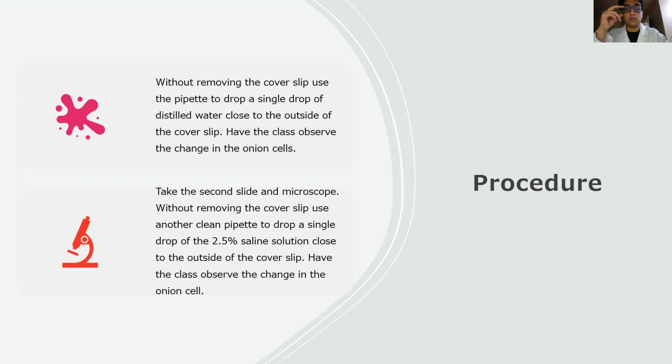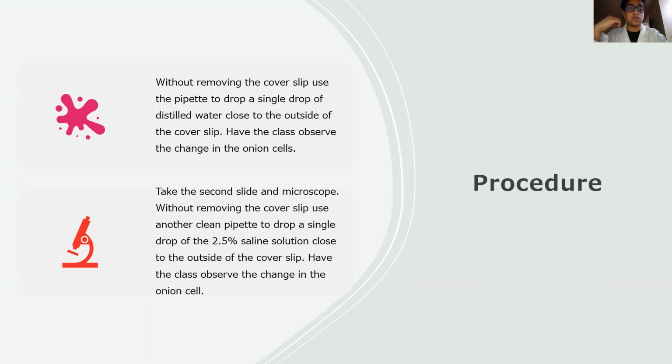And then look at it under a microscope, find a good region where you can see a lot of the cells, and then get a good picture, and then add your distilled water. Once you add your distilled water, look under the microscope. This process may take a while, so don't rush it. Let the distilled water get sucked in and see how your onion cells behave.